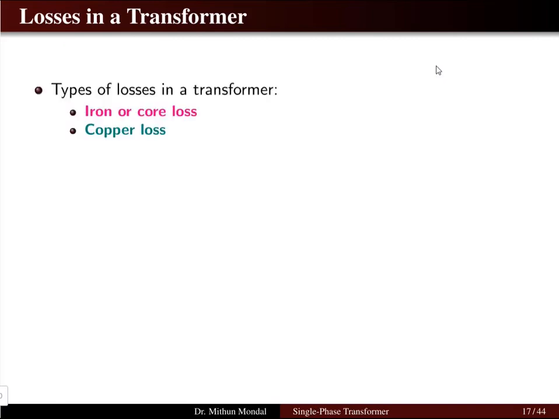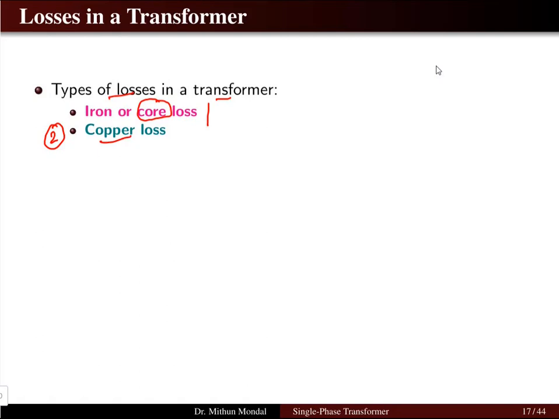The different types of losses in a transformer are generally divided into two categories. One is the iron loss or the core loss. Second is the copper loss. The losses which are present in the core of the transformer due to the production of flux in the core are known as the core losses.